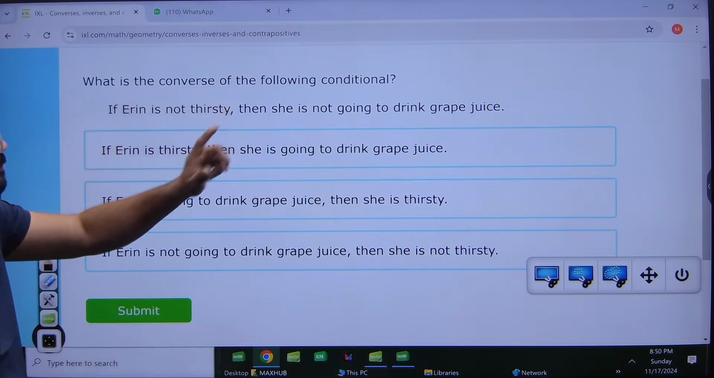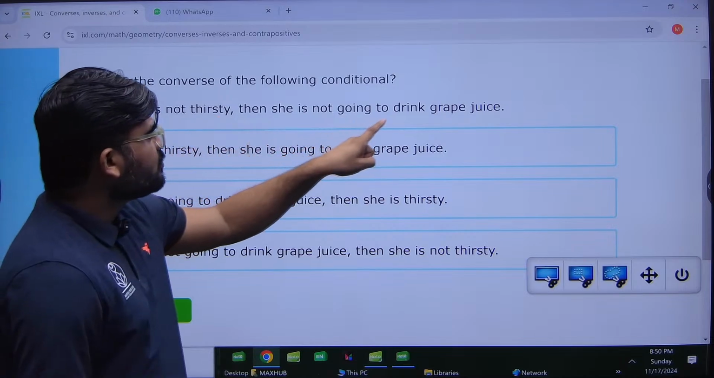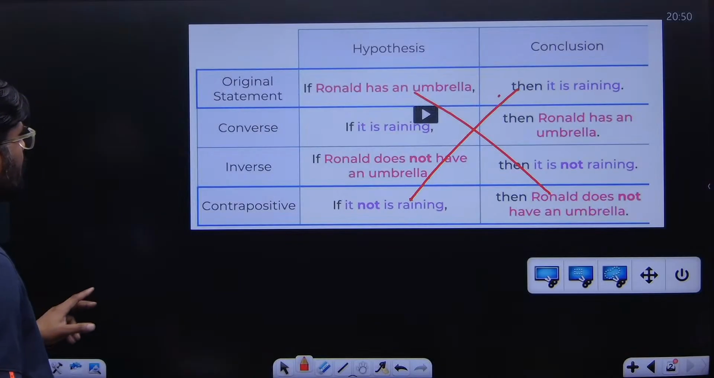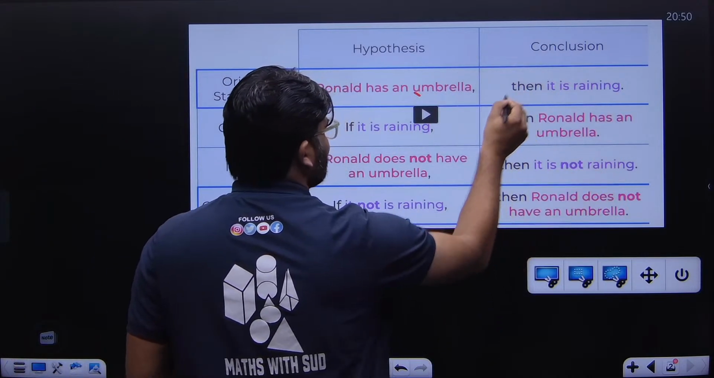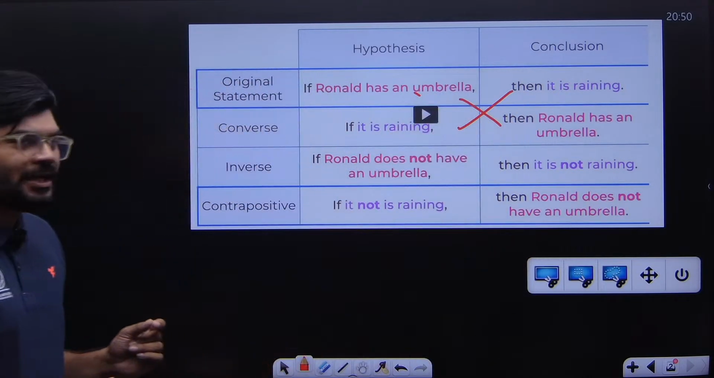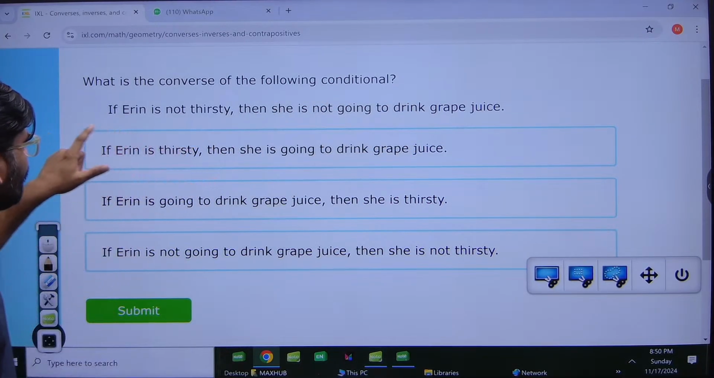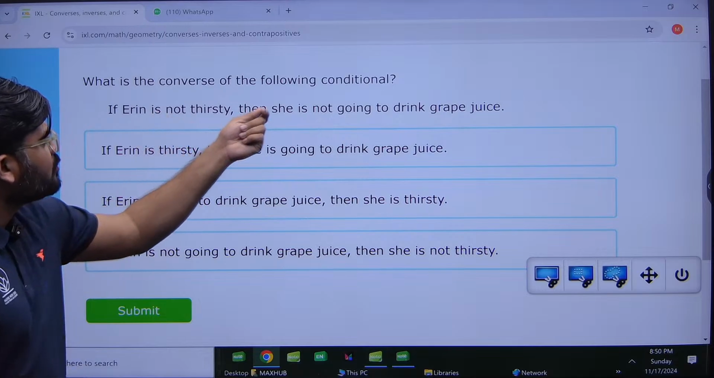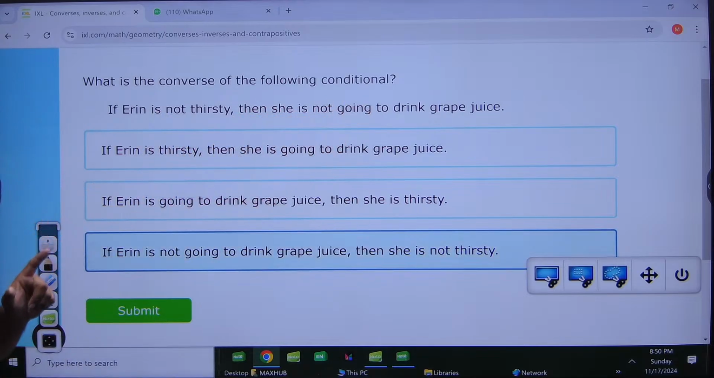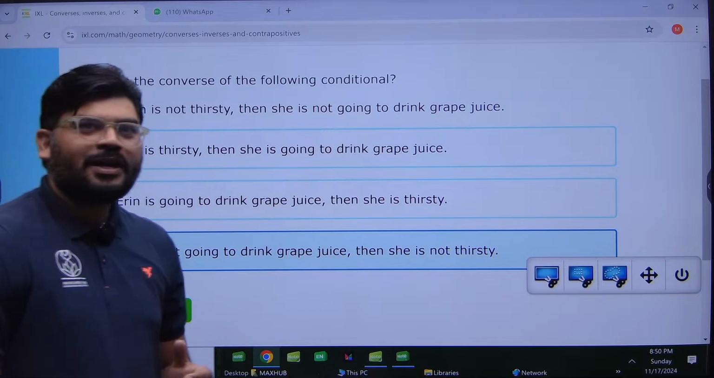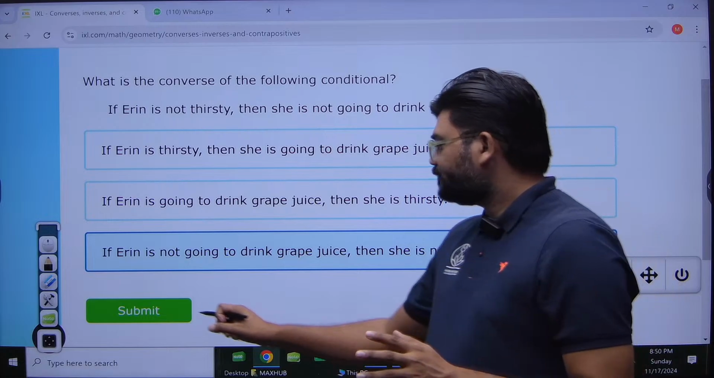What is the converse of the following condition? If Erin is not thirsty, then she is not going to drink the grape juice. Now, what is the converse of a statement? Converse means it is just a switch. If you switch this statement, it will become: if Erin is not going to drink the grape juice, then Erin is not thirsty. So this is the only statement we are having now. Are you getting it? Yes, sir. Can you do it now?